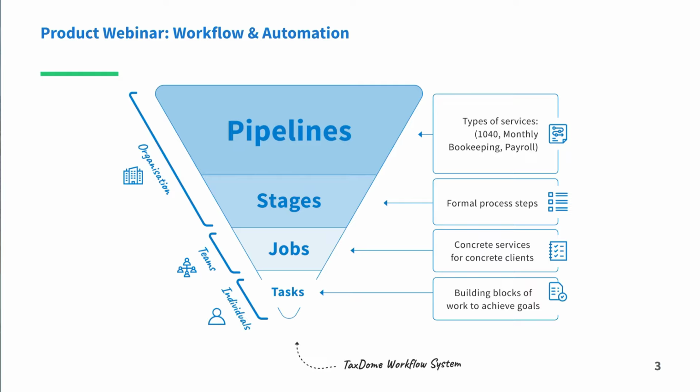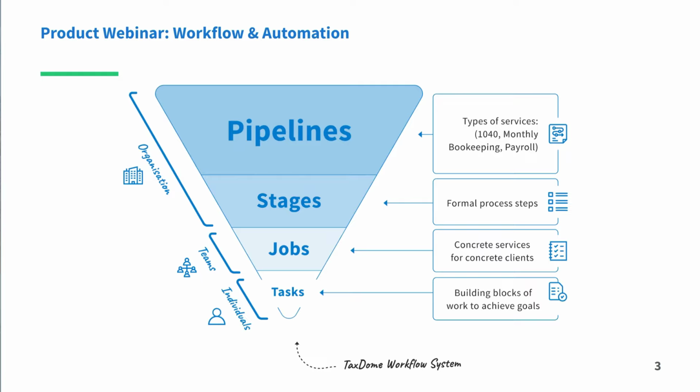For example, you're hired to complete somebody's 1040. You'll set up a pipeline for that process to make sure everything that needs to be done is actually getting done. Each pipeline will then have to go through certain stages. These are the formal steps of the process that need to be completed. How many stages will there be? Well, that's up to you and how many you have in the process that you have set up internally.